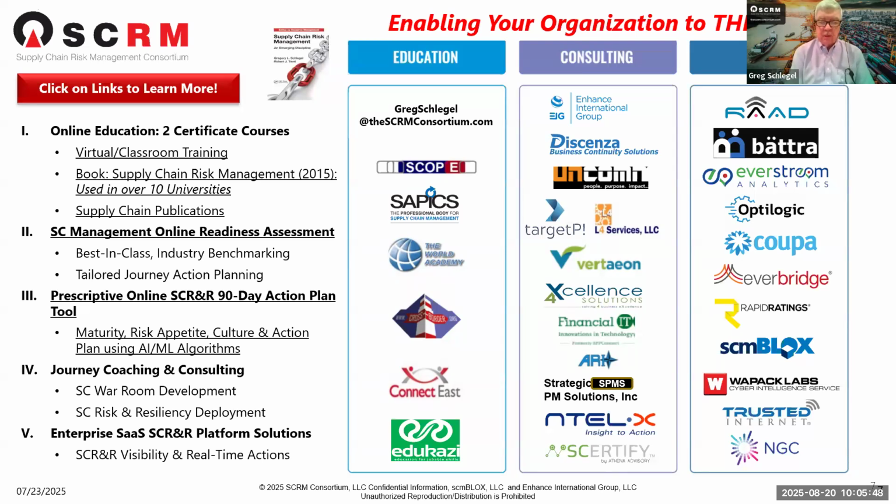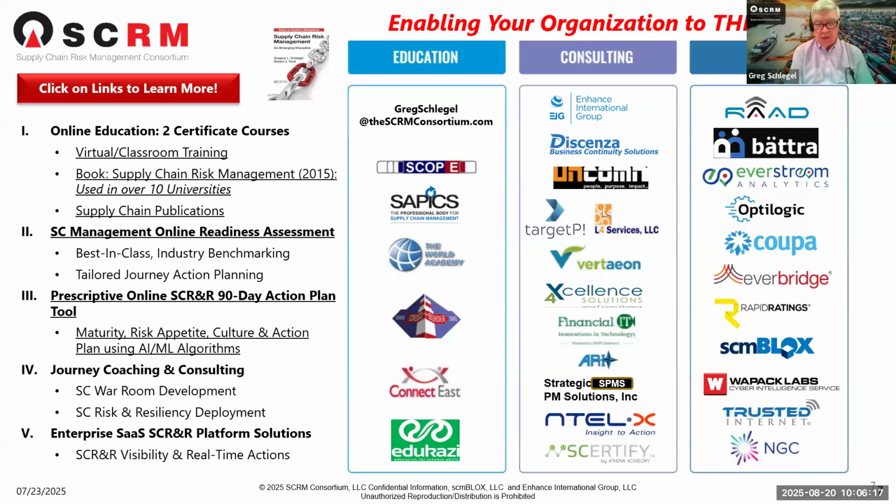All right, on the left-hand side, we have 5 offerings, more or less. We have 2 certificate courses online. You can take them. One is for manufacturers and the other is for public health care service organizations, and you receive a certificate at the end of the course. We have an online readiness assessment, supply chain online readiness assessment. That first tier is free. You can go on the website and evaluate your supply chain process maturity for free.